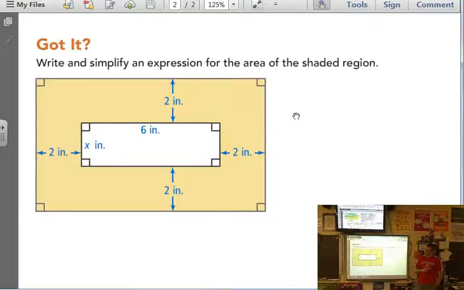Alright, so don't give me numbers or variables. I just want in general, how are you going to do this? You're going to find the area of the, we'll say that's a table and carpet. We'll find the area of that and subtract it from the area of the whole.